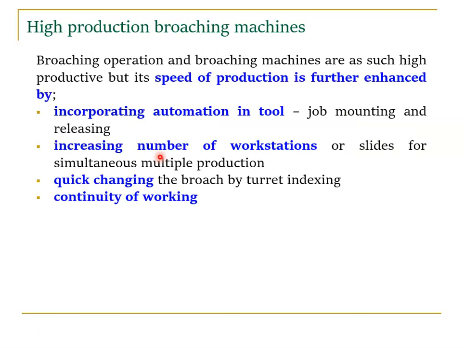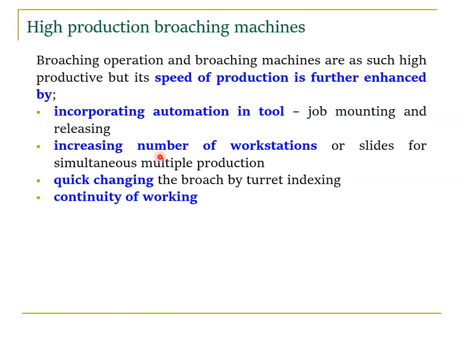So broaching machines are generally specific machines. If you want to enlarge a hole, we can use a broaching machine. Generally it is used for high production, right? If you want to increase the production, you need to take some precautions, or some necessary steps. So what are they?